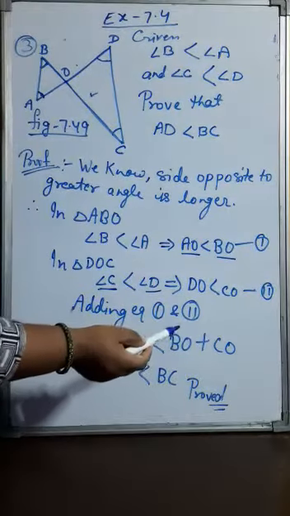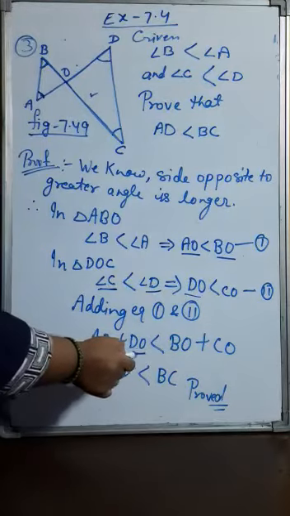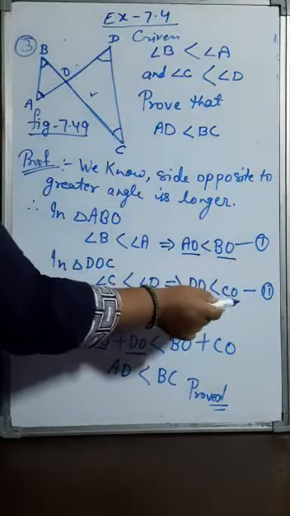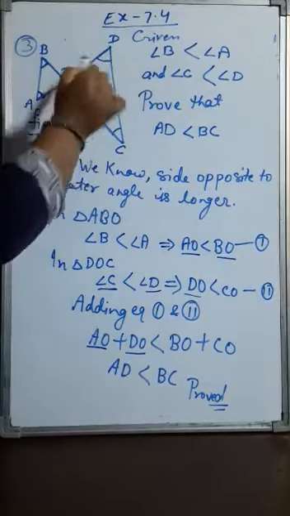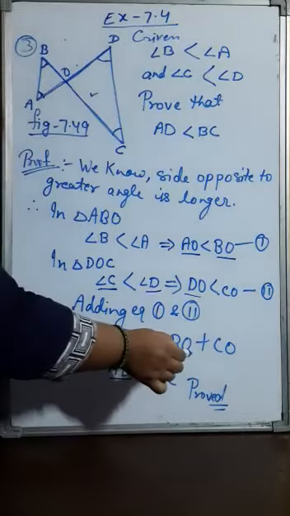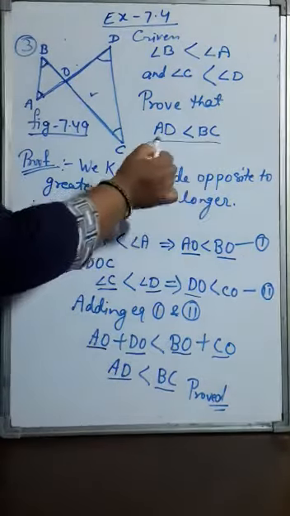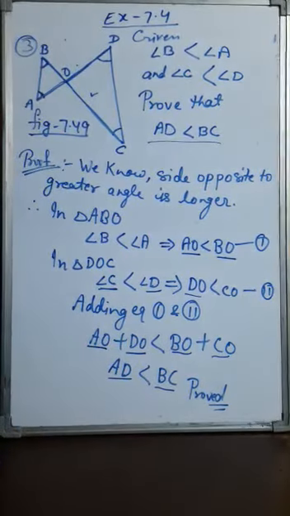Now we add both the equations. So we have AO plus DO on the left hand side, and on the right hand side we have BO plus CO. AO plus DO will give you AD, and BO plus CO will give you BC. So we got the required result, that AD is less than BC. Now let us move to question number 4.